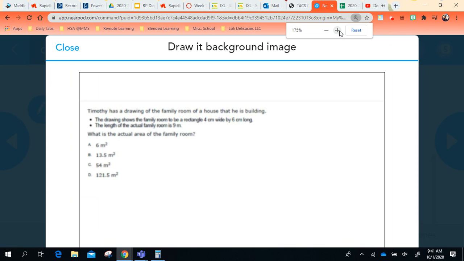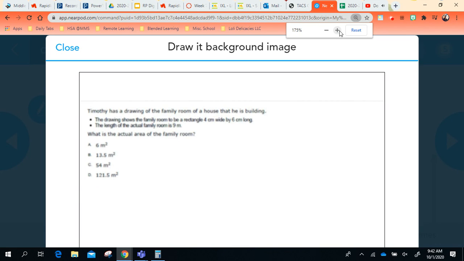Okay. It says Timothy has a drawing of the family room of the house that he's building. The drawing shows the family room to be a rectangle 4 centimeters wide by 6 centimeters long. The length of the actual family room is 9 meters. What is the actual area of the family room? Oh, there's so many things to find here. Okay, so let's start us out.